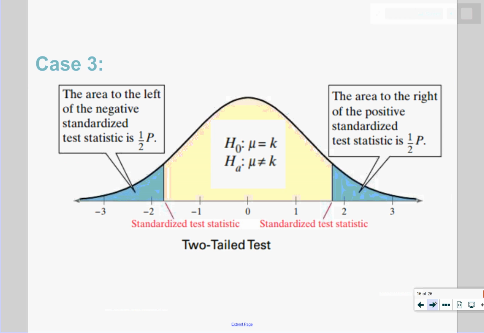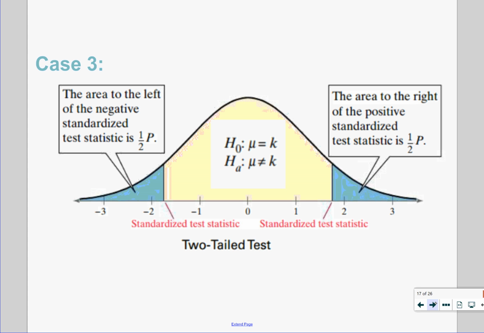The third one is our equal to, not equal to scenario. And in this case, we'll be using areas to the left and to the right of certain test statistics. So we call this a two-tailed test. Remember that not equal to gives us a two-tailed test. And in each of these tails of my normal distribution curve, it is half of p.